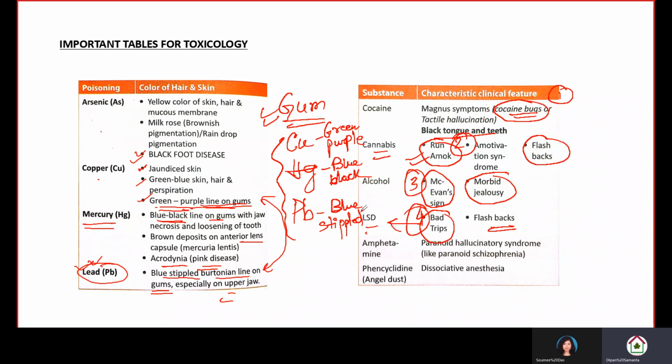Next, amphetamine causes paranoid hallucinatory syndrome, like paranoid schizophrenia. Phencyclidine causes dissociative anesthesia.